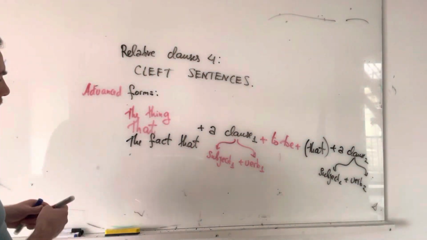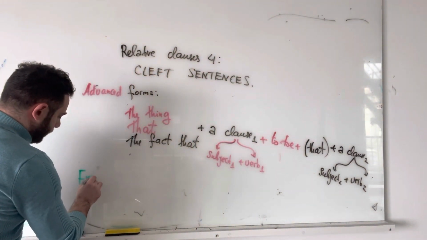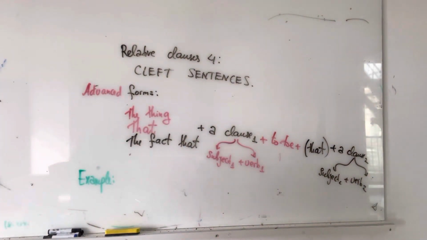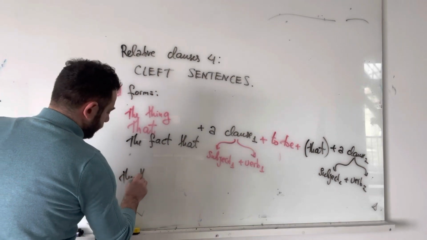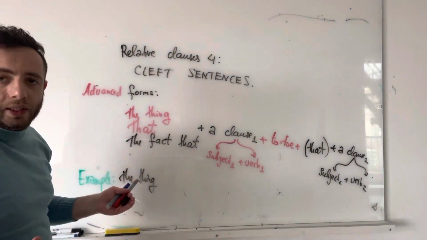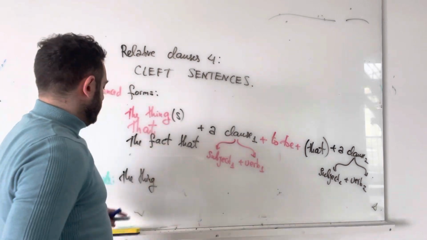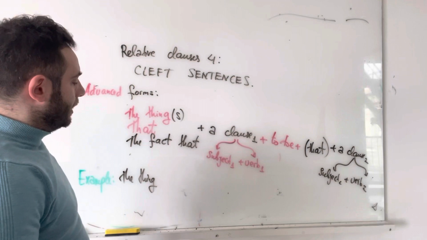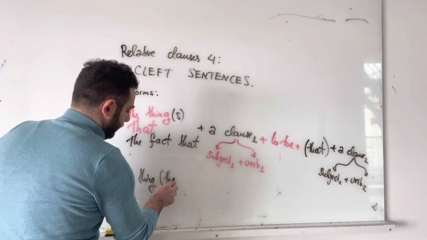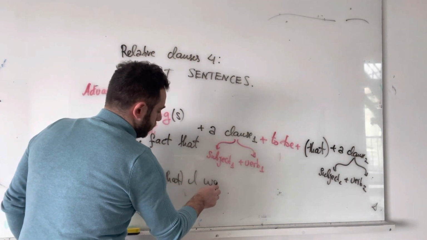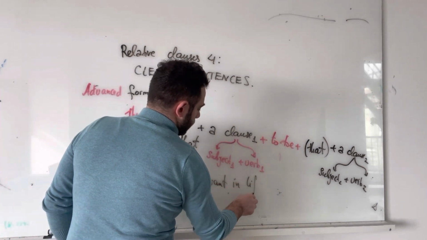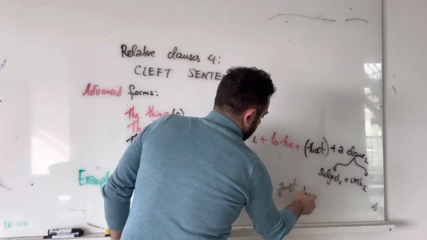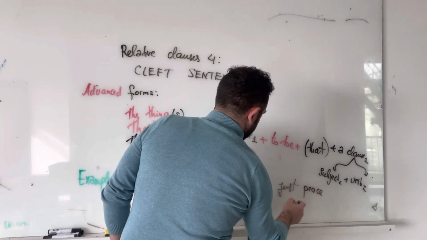Let's look at an example. The thing, or you can also write "the things." We can also write like that. The thing, or "the thing that." We can even just write it here: The thing that I want in life is just peace. Peace, for example, everyone needs.